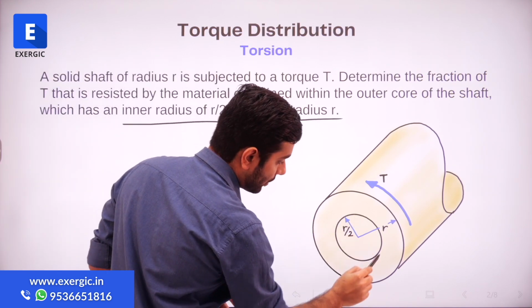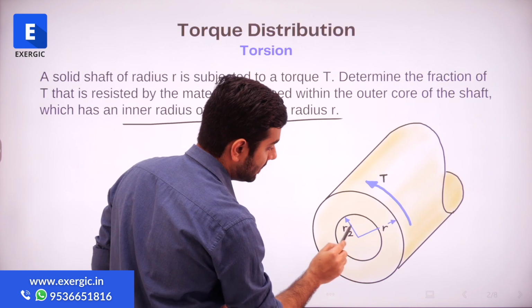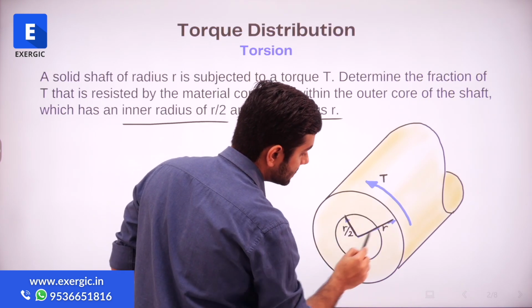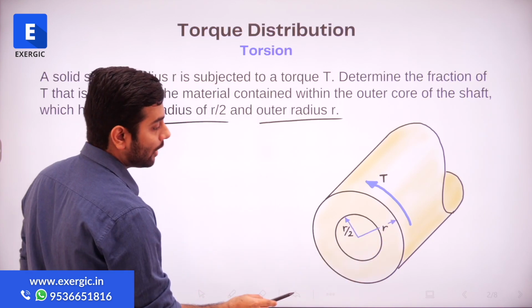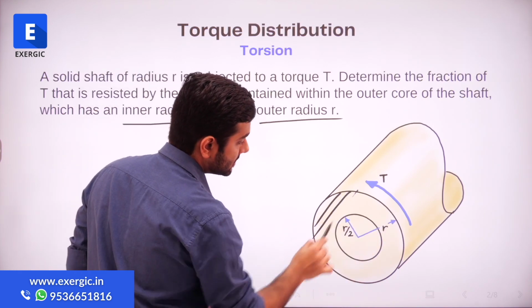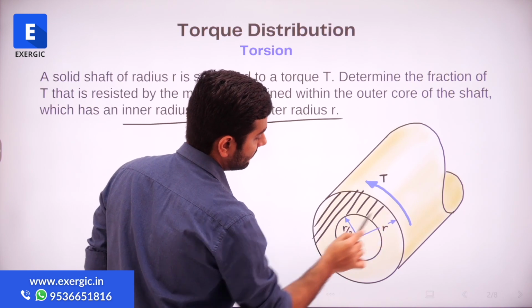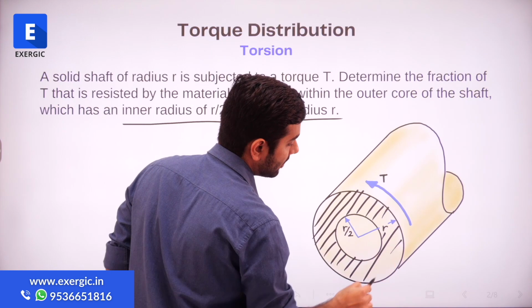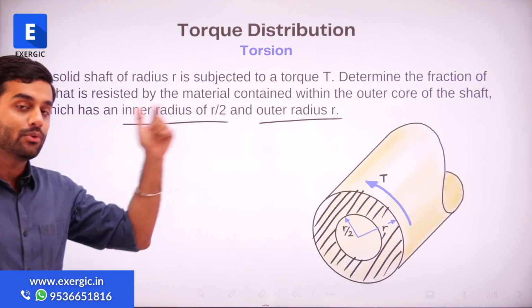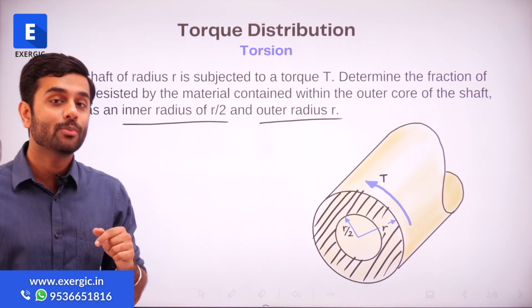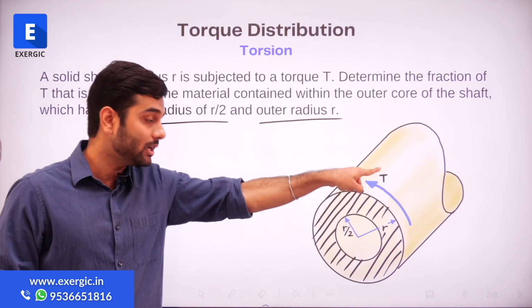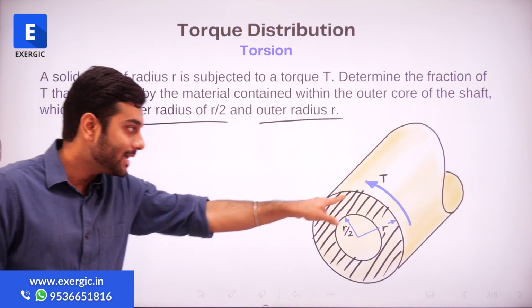This is what I have drawn here. This circle is at a radius of r by 2, and this outer circle is at a distance of r. So obviously the outer core is this one, which is confined between an inner radius of small r by 2 and an outer radius of r. So you have to tell how much will be the fraction of total torque that will be resisted by the outer core.